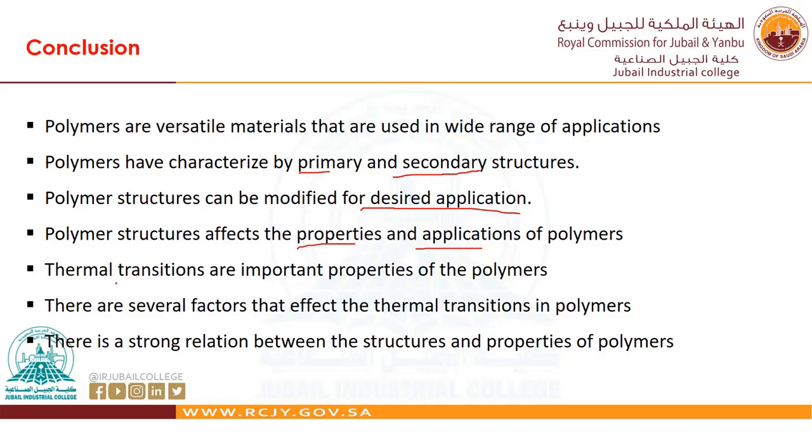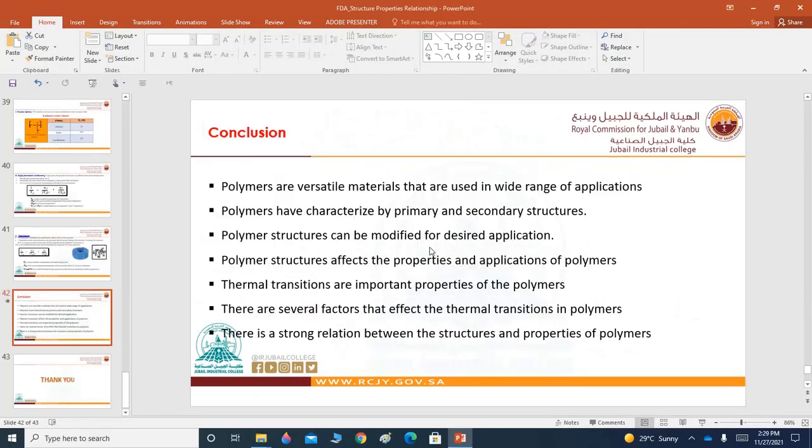We have thermal transitions in the polymer, which are Tg and Tm. These are important properties of the polymer, and there are several factors that affect the thermal transition of the polymer. And at the end, there is a strong relationship between the structure and the properties of the polymer. And this brings me to the end of the presentation.